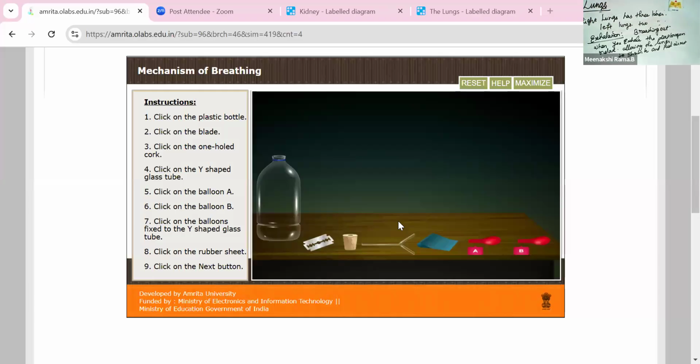I'm going to explain the lungs function with the help of a small simulation. What are the materials needed for this simulation? One water bottle, blade, cork, Y-shaped tube, two balloons and one paper sheet. With the help of these materials, I'm going to do the simulation.